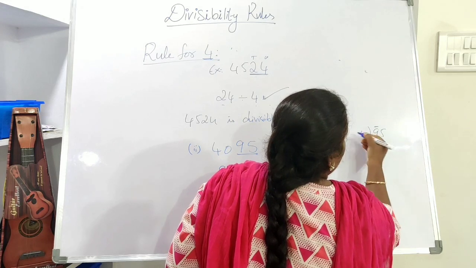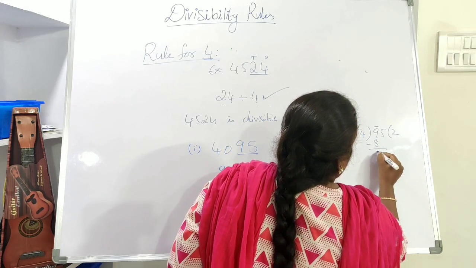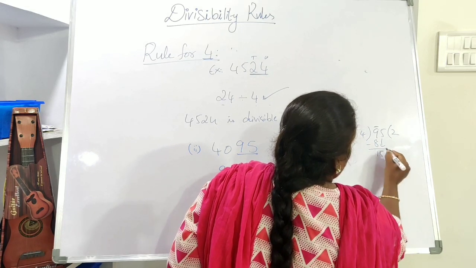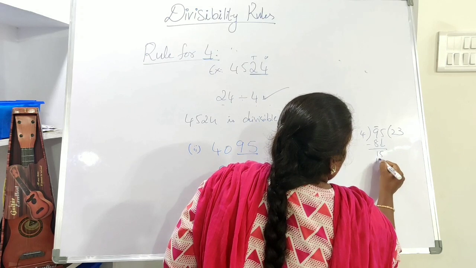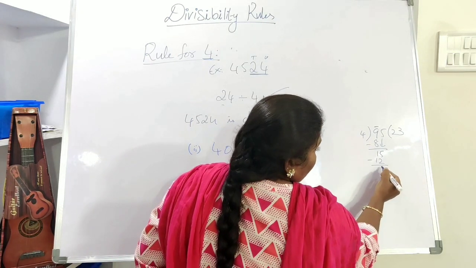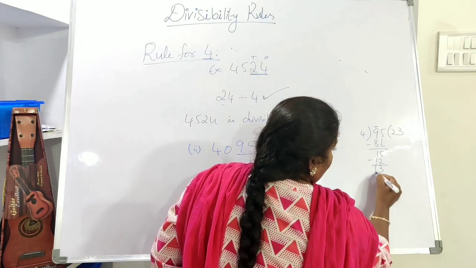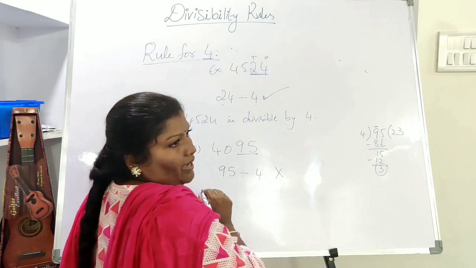So the first digit is bigger. So 4 2s are 8. 1. Take 5 down. Now 4 4s are 16. 4 3s are 12. So the nearest number or the same number you can take. So the nearest number I have taken. When I subtract, I got 3. So that means 95 is not divisible by 4.